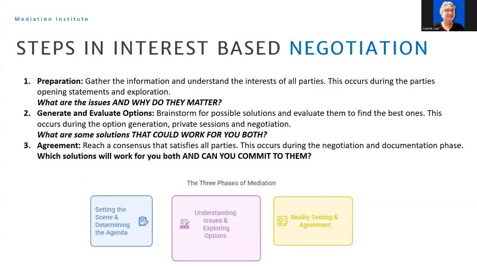So the steps involved in interest-based negotiation. So step back, but also keep in mind the process of mediation. So the three phases, so setting up the scene and determining the agenda. So that's the mediator's opening statements, the parties' opening statements, and then from that, drawing together a neutral agenda.